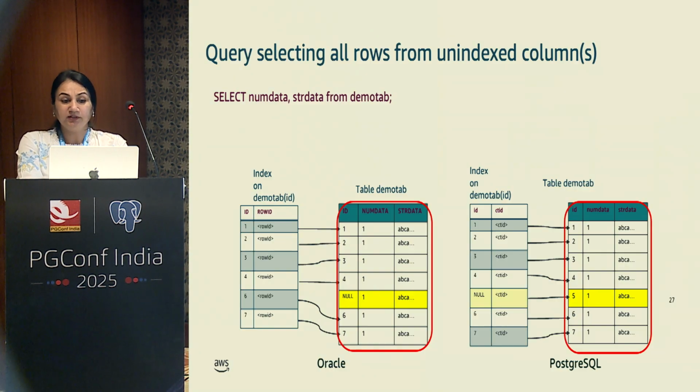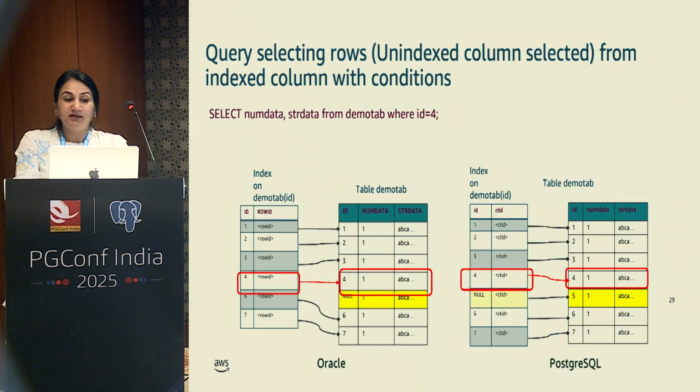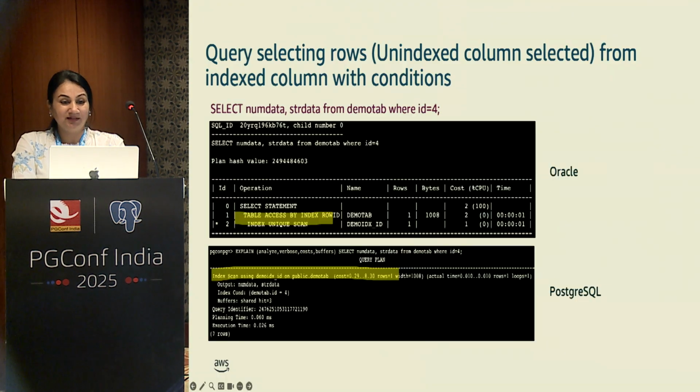Now, if I'm selecting all the rows from the unindexed columns, I don't have to explain it, it will go for a full table scan both in Oracle as well as PostgreSQL. And if I'm going for the non-indexed columns, and in my condition I have used an equality condition, it goes directly to the record which might have that ID value, and from that it will pick up the corresponding row ID and go to the table using that row ID. And same in case of PostgreSQL, it picks up the CTID and goes to that one.